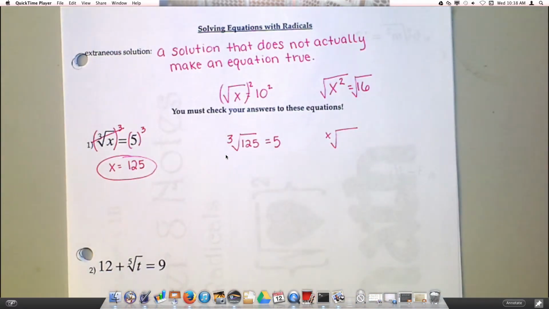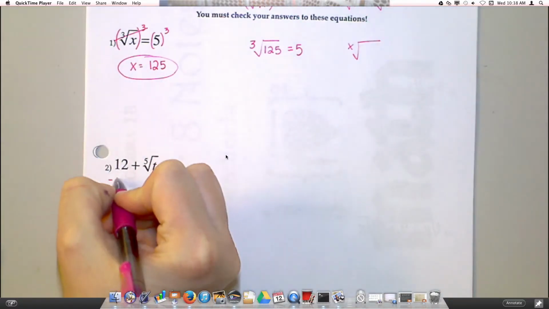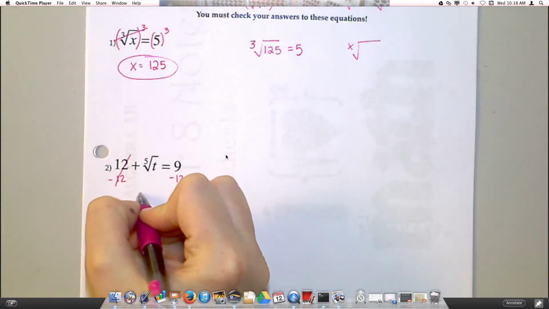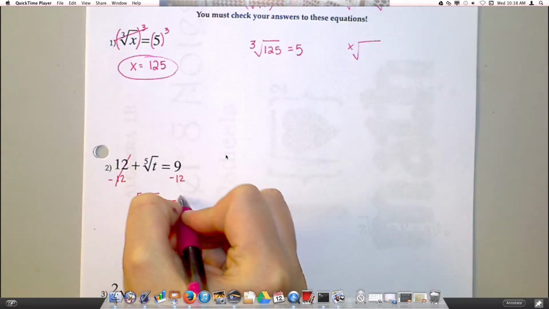Let's look at number 2. Before you get crazy and start raising to the 5th power, what do you want to get rid of? Okay, so let's subtract the 12. Yep. So I end up with the 5th root of t is equal to negative 3.